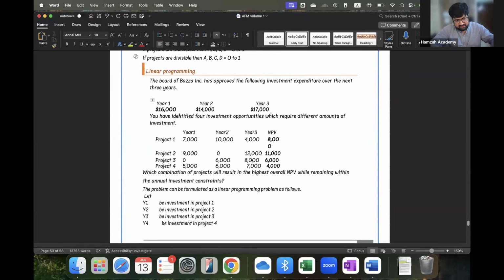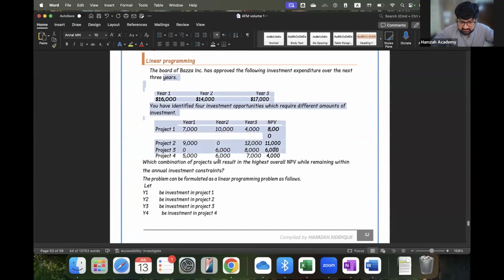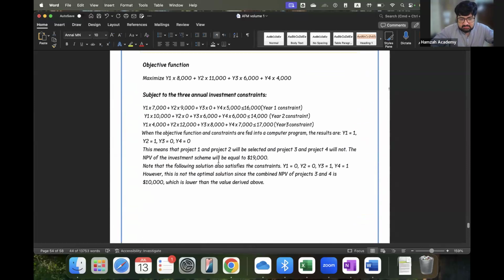Another example is here in front of you. Similar. When they are put in the system, the results are here: project Y1 will be taken fully, Y2 will be taken fully, and there will be no investment over here.